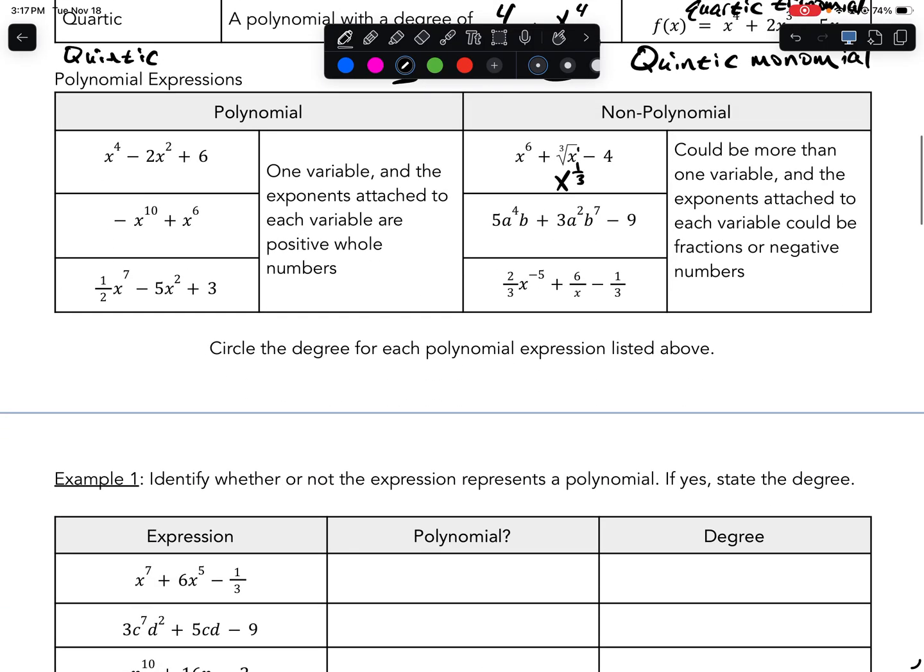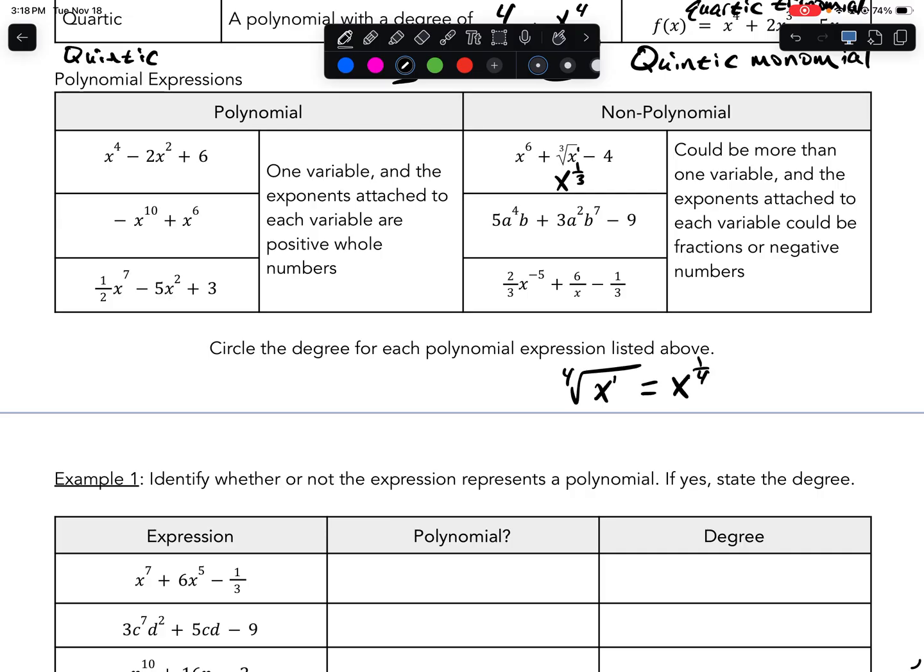So if I were to write this one, what would that be? X to the what power? Still x to the first. Look at this one and apply that logic to this one. Okay, then to the fourth, 1/4 power, right? And also not a polynomial because the exponent is a fraction.